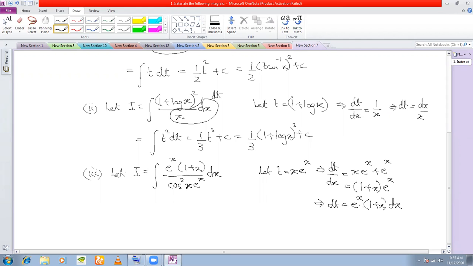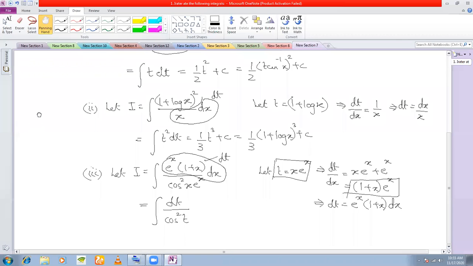Now our question is answered: why did we put t is equal to x e to the power of x? Because we knew that the derivative is this, which is your numerator. That is why we put it. So now this part, e to the power of x into 1 plus x dx, this entire part becomes your dt. We write this as dt divided by cos square of x e to the power of x, which is t. So this is dt by cos squared t.